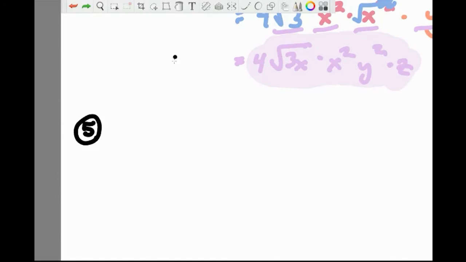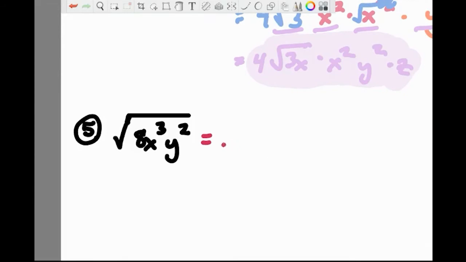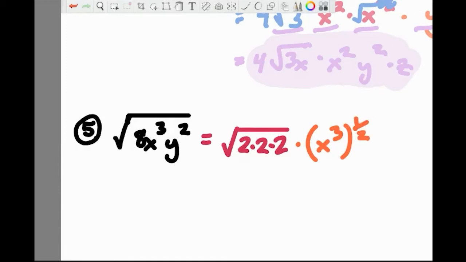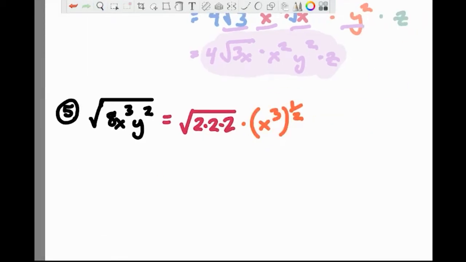All right, let's do another one here. Let's do the square root of 8x to the 3rd y squared. And I want this simplified in radical form. The first thing I'm going to do is factor everything out. So we have the square root of 2 times 2 times 2 is 8. X to the 3rd, we're going to do the square root of that. I'm just going to write it as x to the 3rd to the 1/2 power, times y squared to the 1/2 power.